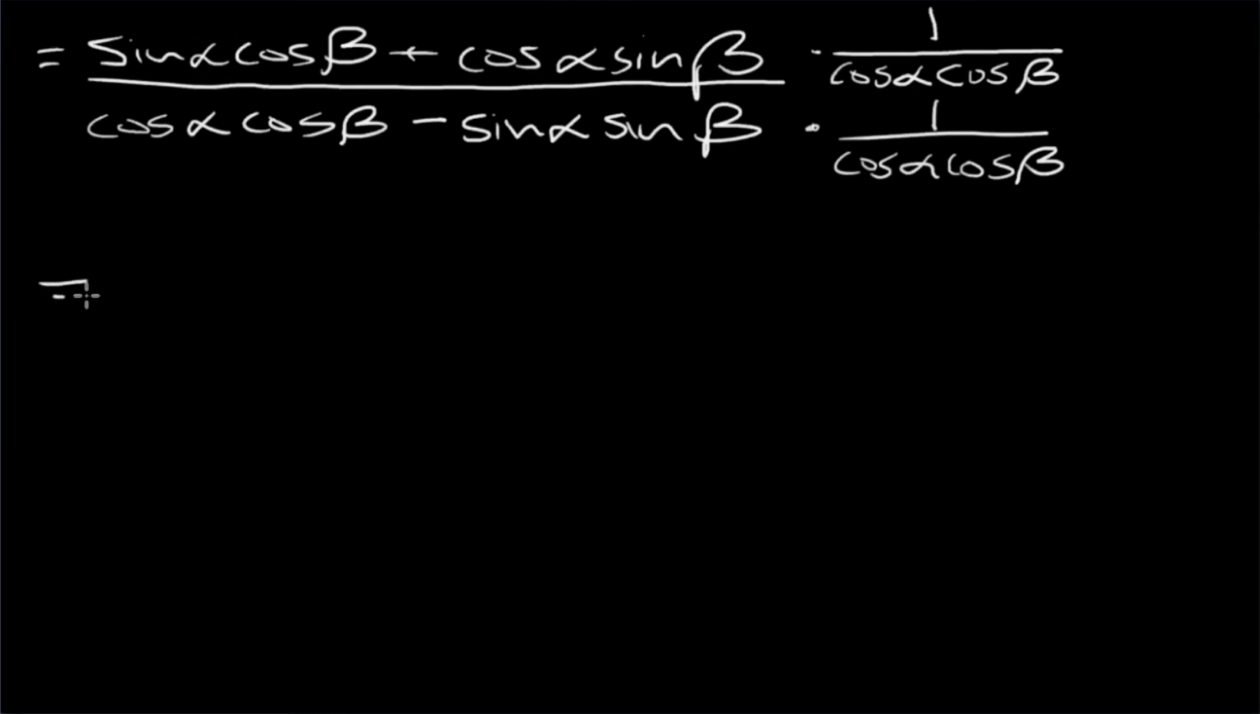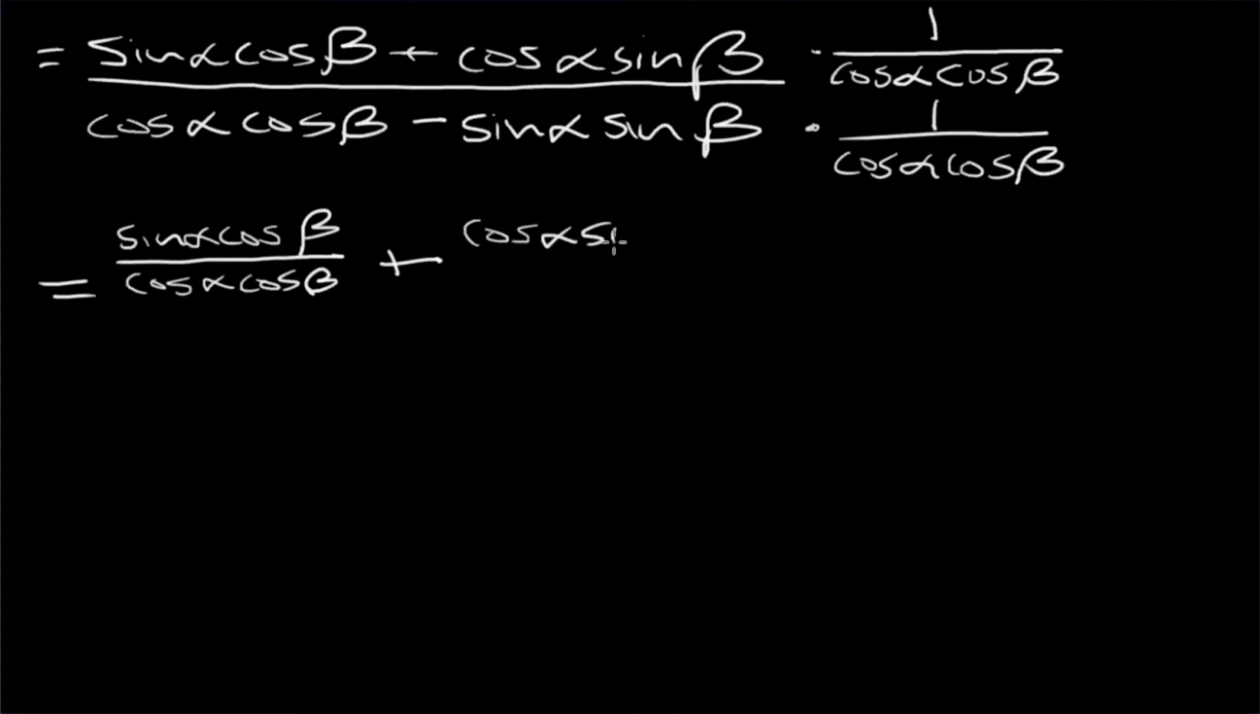And what I'm going to do is multiply the top by this. So I'd have this, because this has to get distributed to each piece, because this is addition. So I'd have sine of alpha cosine of beta over cosine of alpha cosine of beta, because I'm multiplying by 1 over that, plus cosine of alpha sine of beta over, I'm multiplying this in, so I have to put it over that.